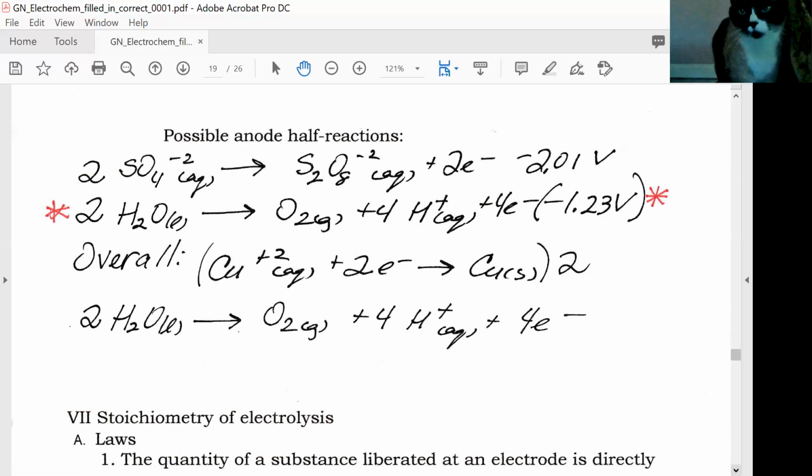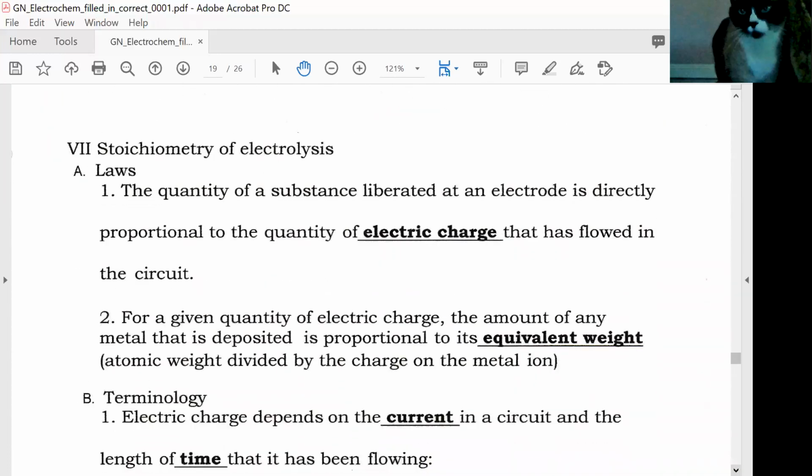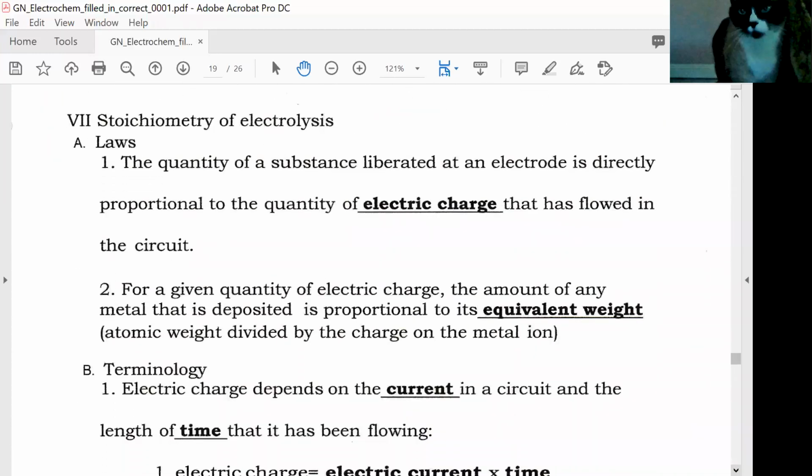So now we're going to do some stoichiometry. The quantity of a substance liberated at an electrode is directly proportional to the quantity of electric charge that has flowed in the circuit. For a given quantity of electric charge, the amount of any metal that is deposited is proportional to its equivalent weight, which is the atomic weight divided by the charge on the metal ion.